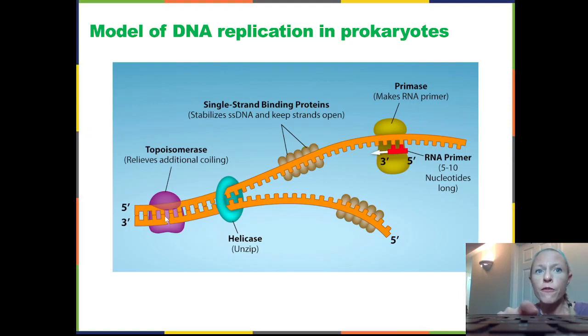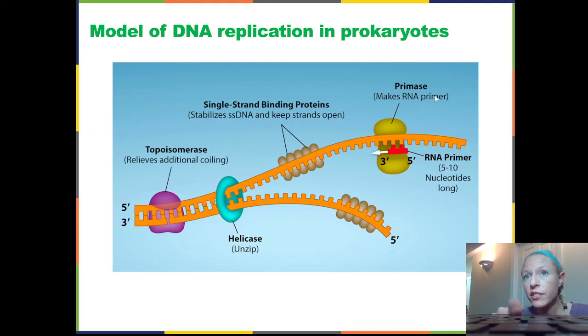Okay, first we have our DNA strand here, and on the top we have the 5' to 3' end, and on the bottom we have the 3' to 5' end. We have some different enzymes that we're going to be working with. We have topoisomerase, which is going to stop additional coiling of the DNA. We have helicase, which is going to unzip the two strands. And then we have these SSBs, or single-stranded binding proteins, that stabilize each of the single strands of DNA to keep them open.